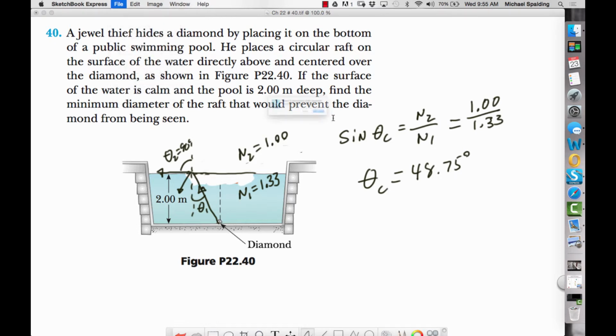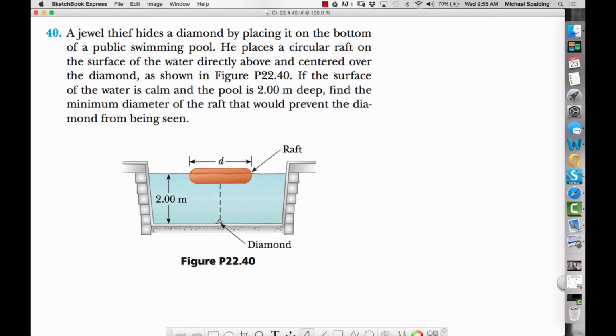So let me revert this. So what we found is this. So if we're going to see the diamond, and our eyeball is right here, on the surface of the water, so this ray comes up, bam, right there. Some of it reflects, and then some of it refracts. Would we see that diamond? No. Yeah, we would, because it's refracting. We still have refraction. But what if the raft were a little bit bigger than that? If the raft were that big, then what would happen? That would get blocked, and you wouldn't see the diamond.